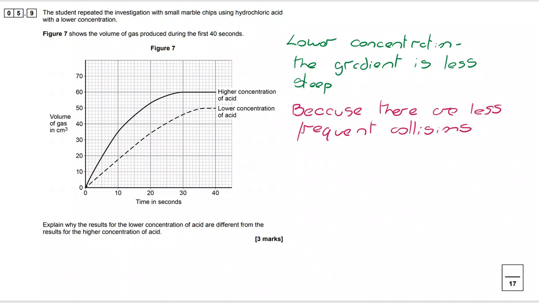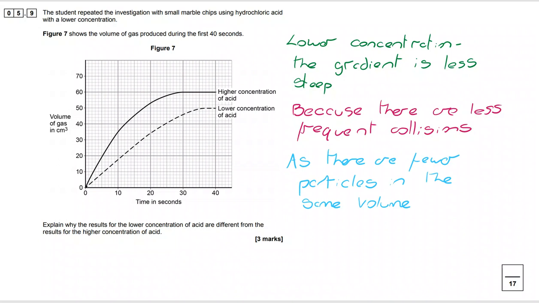And that's because there are less frequent collisions. There are less frequent collisions because there are fewer particles in the same volume. So that's going to bring the rate of reaction down. It's going to bring down the rate at which gas is produced. And that takes us to the end of question 5.